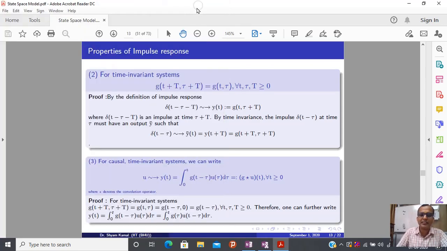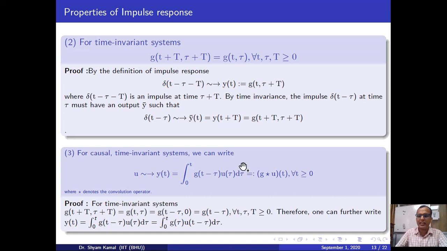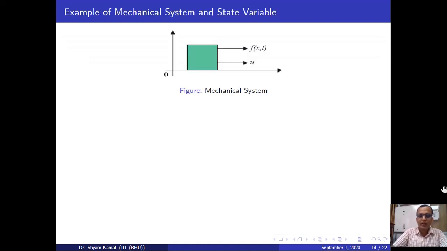So I hope that this becomes clear, and you can also see the book by C.T. Chen, where this is very clearly written. So let us now come again to the lecture. So that is the second way of the proof.